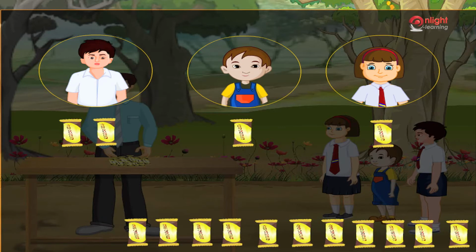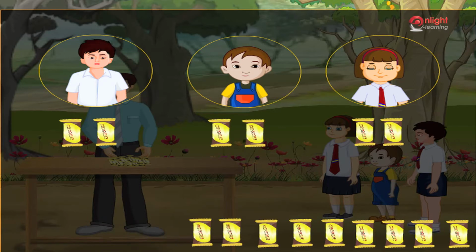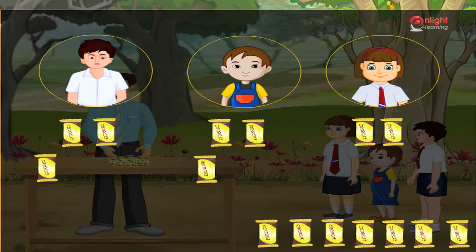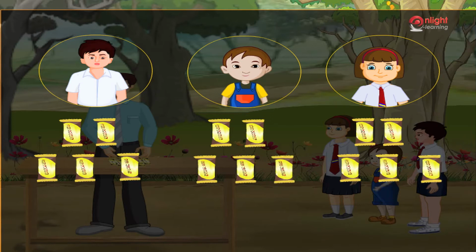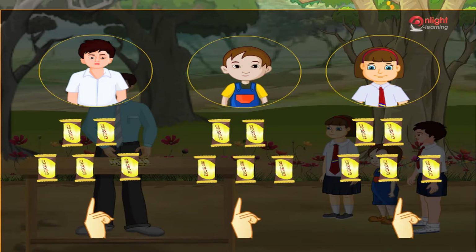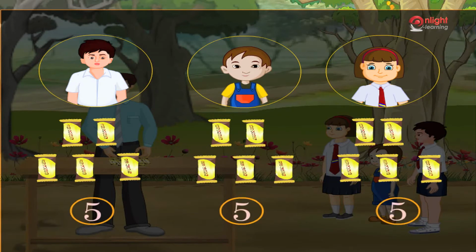Let's keep one chocolate again. Some more chocolates are left, so repeat the process until all the chocolates are distributed. Hey, see, all the chocolates are distributed. Now, how many chocolates are there in each group? Yes, 5 chocolates. So each of you will get 5 chocolates.